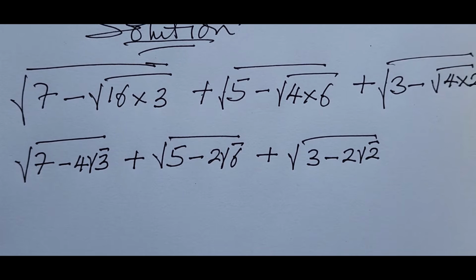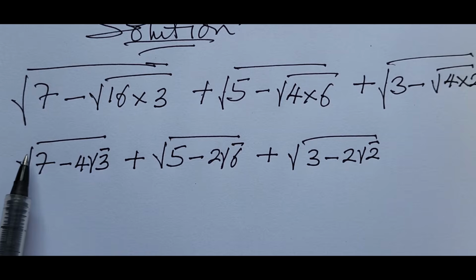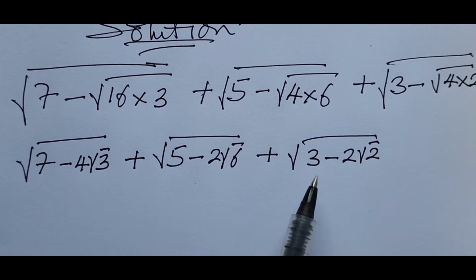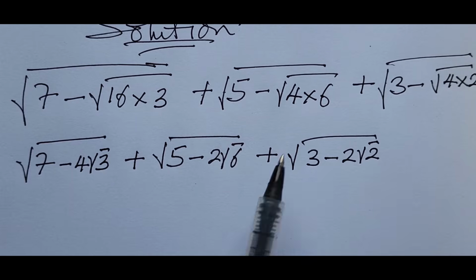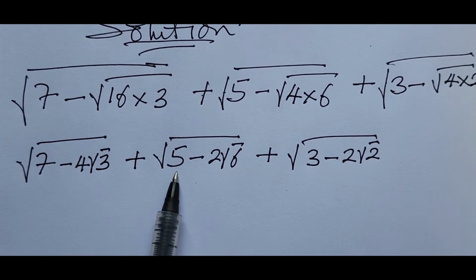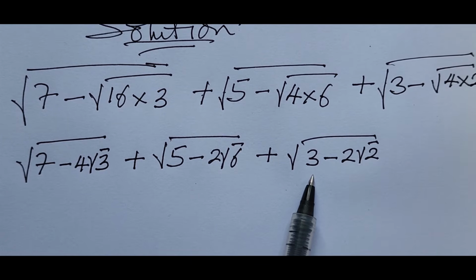Good. Now what we're going to do here is this. We want to think of a way to cancel out this square root radical, cancel out this square root radical, cancel out this square root radical. And so we think of an expression that will enable us to do that. So we think of rewriting this 7, rewriting this 5, rewriting this 3.